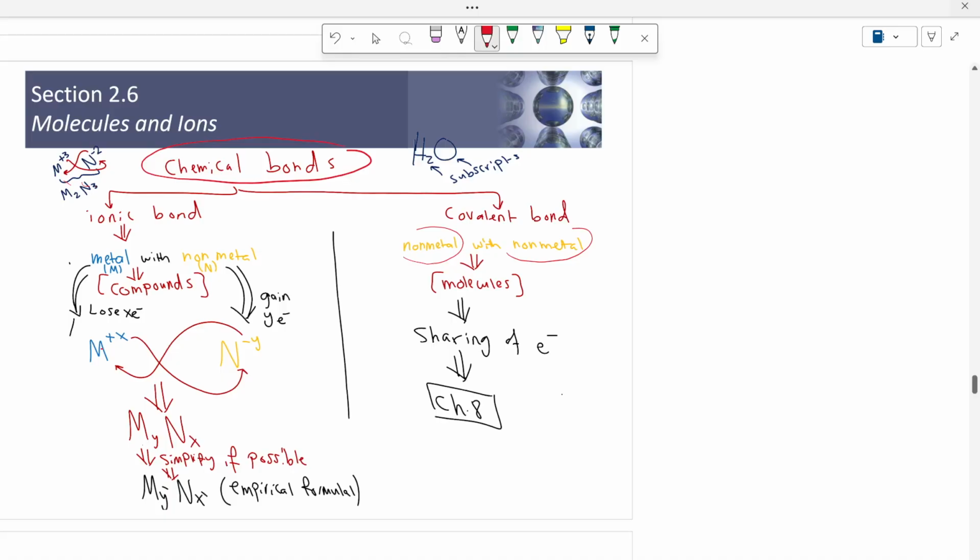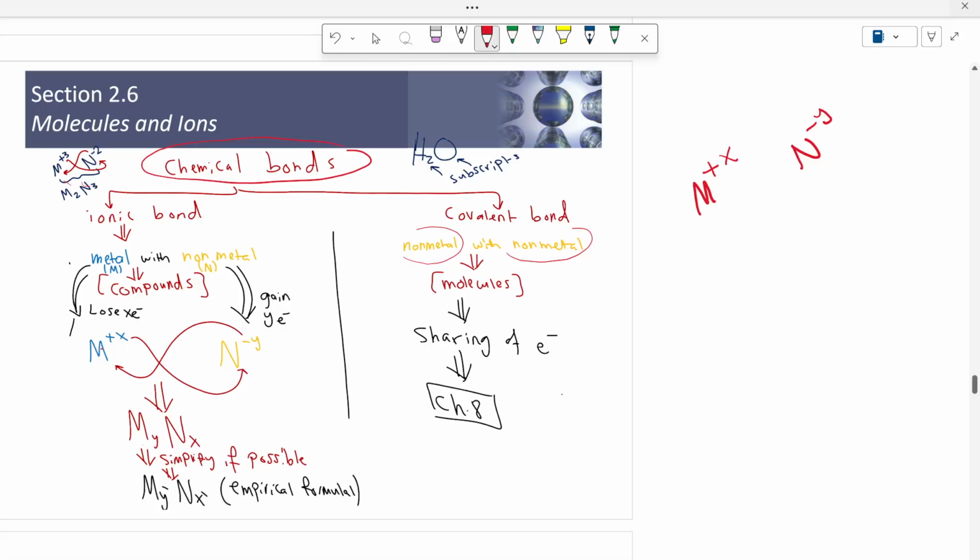If the non-metal gains 1 electron, then it will form -1. The charge of the anion is -1. If it gains 2 electrons, then it will be -2. If it gains Y electrons in general, it will form -Y. So here, the metal will be +X and the non-metal will be -Y.